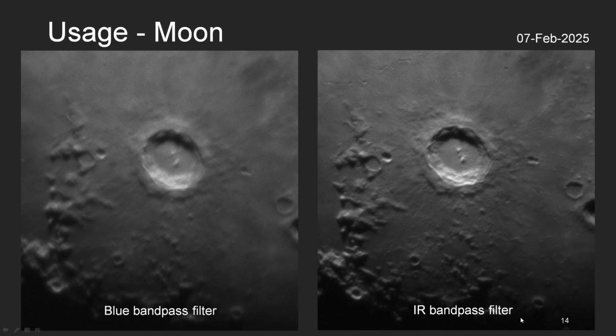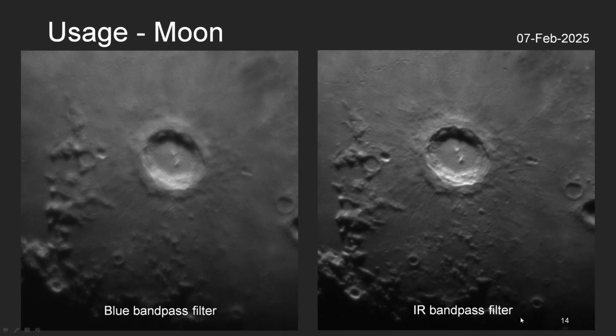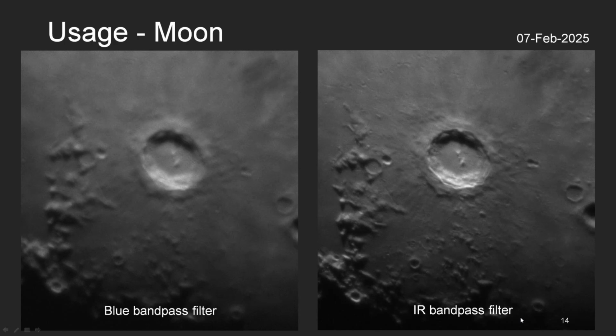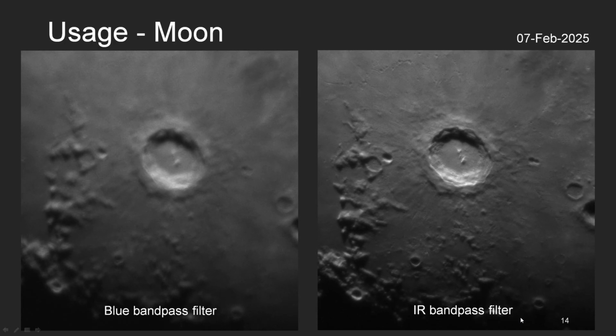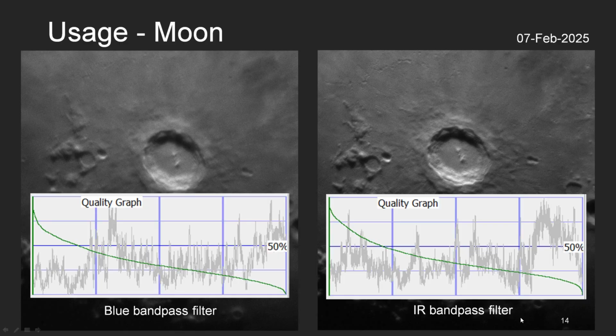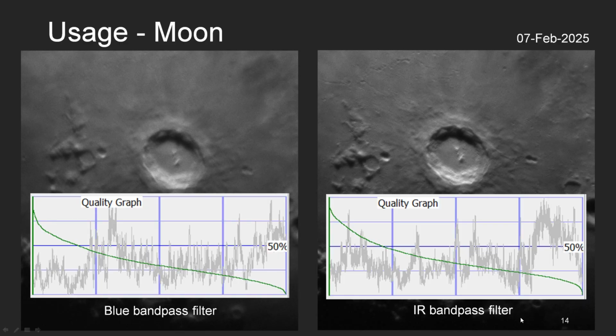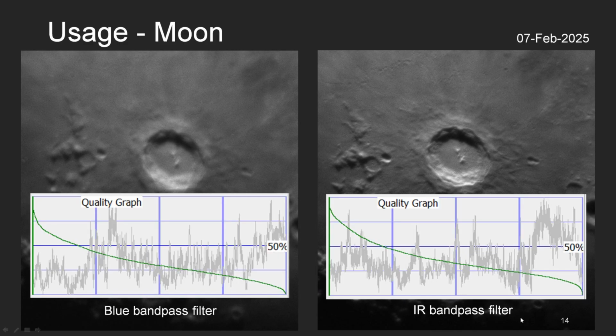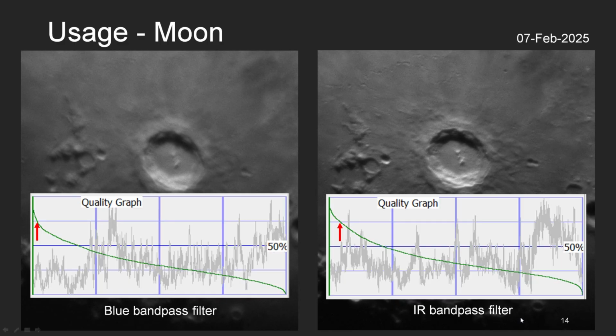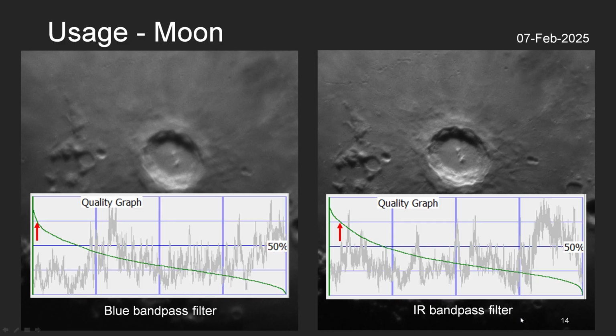Not only are seeing effects greatly reduced using the IR filter, but it was also much easier to achieve a good focus. The difference in the quality between the videos is further illustrated with these quality graphs that were generated by AutoStakkert when I processed the videos afterwards. If you look closely at the green line, you can see that there are roughly twice as many frames above 75% quality in the IR video.